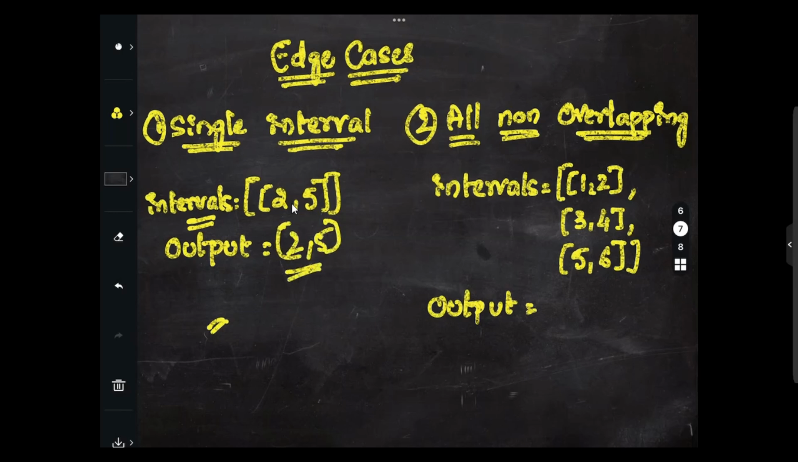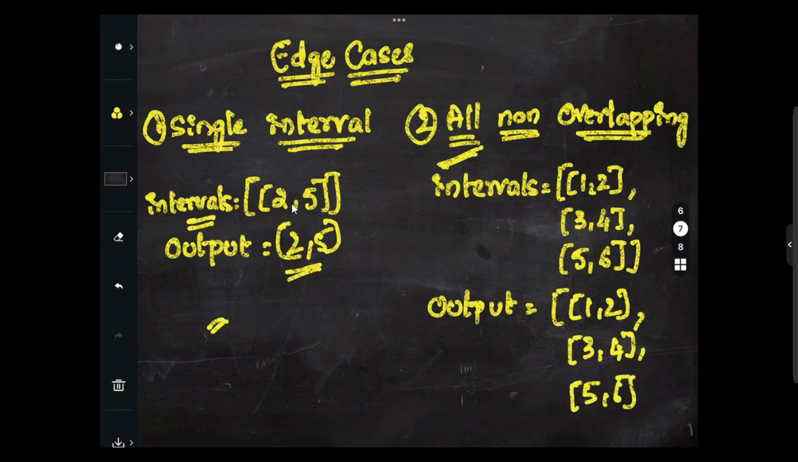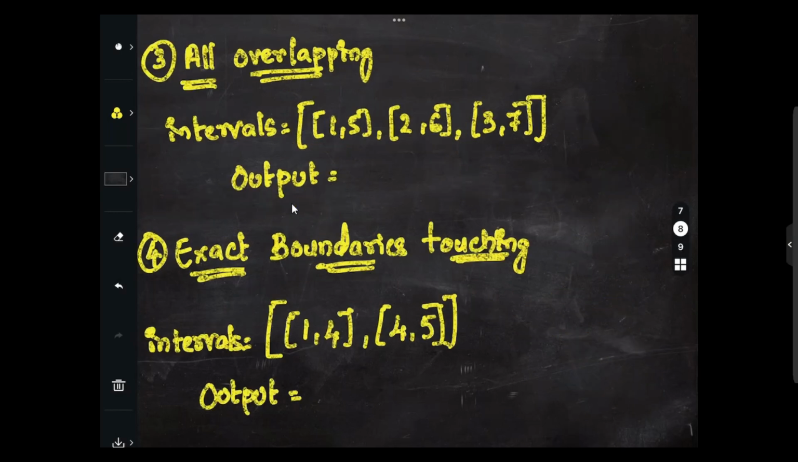So the next edge case we'll be discussing here is all non-overlapping intervals. 1 comma 2, 3 comma 4 and 5 comma 6 we have. Output will be 1 comma 2, 3 comma 4, 5 comma 6 itself in this case. So we have discussed the single interval as well as all non-overlapping, right?